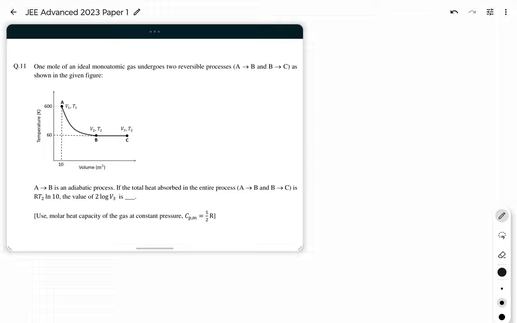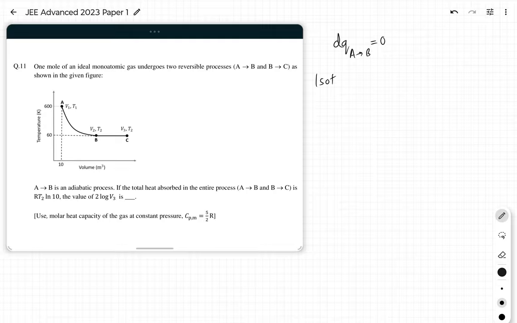A to B process is adiabatic, and for an adiabatic process the heat transfer is 0. And B to C, from the graph we can see that the temperature is constant at 60 Kelvin, and it is an isothermal process.